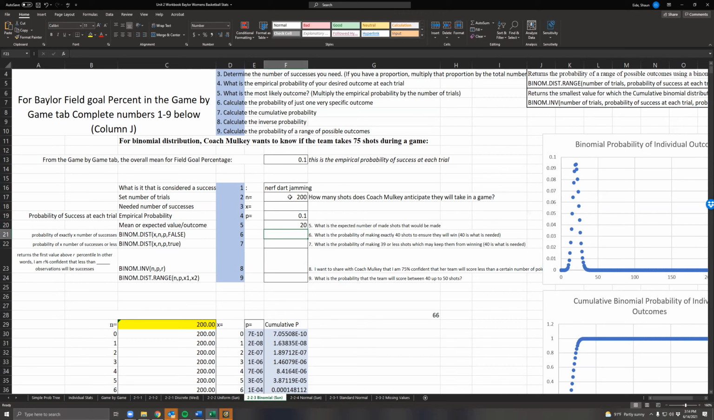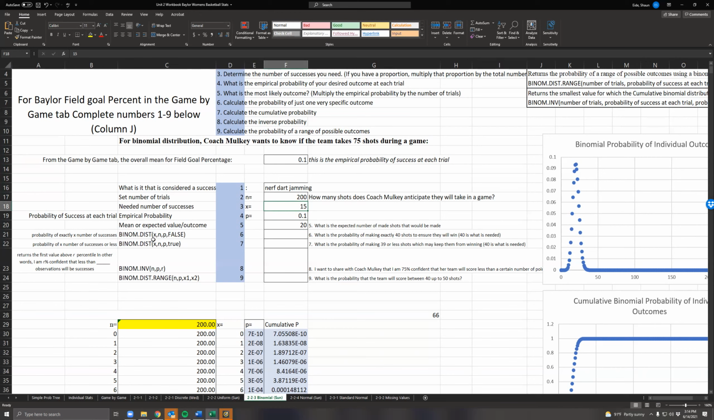Okay. Now, what is the probability? Say, for instance, when I go into this Nerf gun battle, I want to have 15 or less jams. What do you guys think about that? Does that sound like a reasonable desire? Yeah. So the most likely outcome is 20. I want to have 15 or less. So if I want to have 15 or less, let's do this.